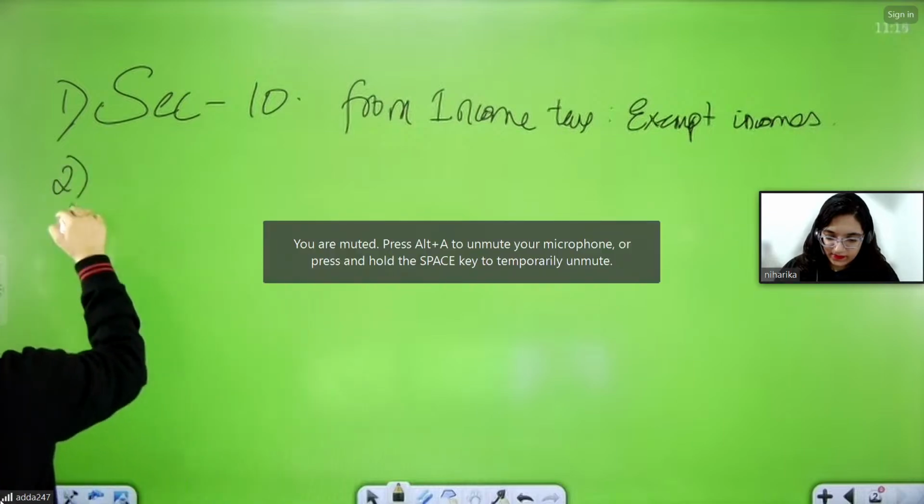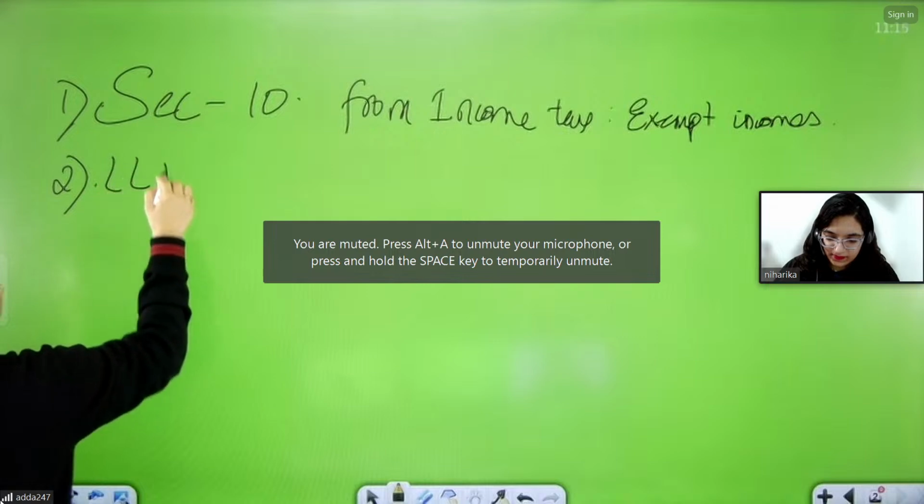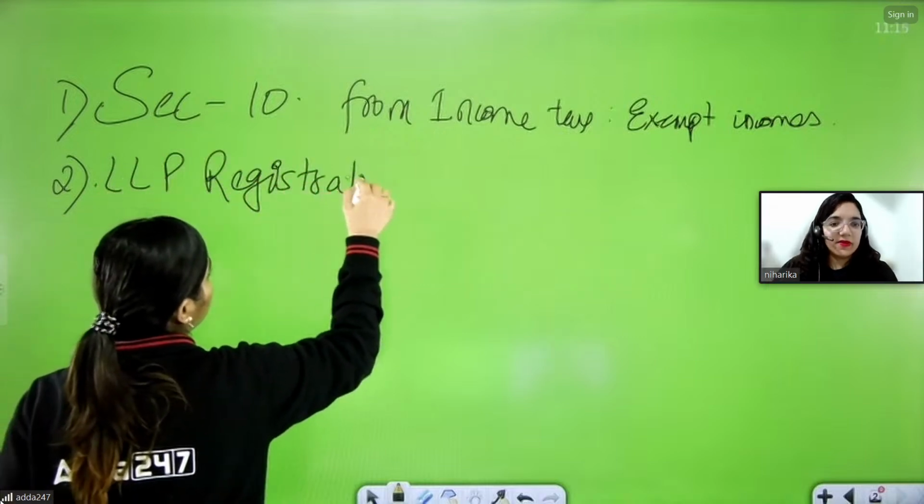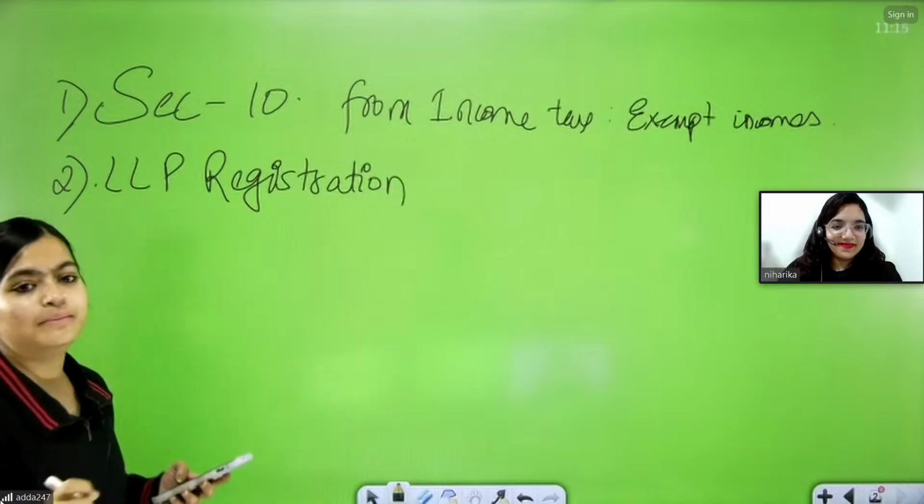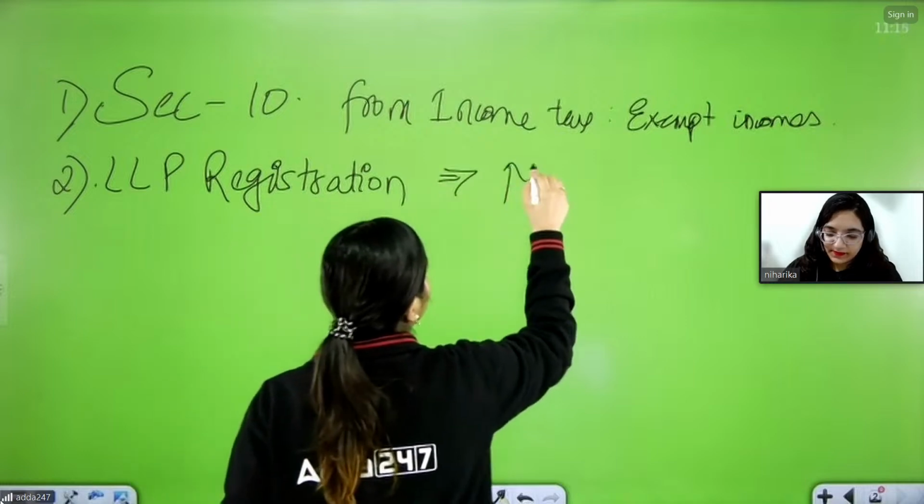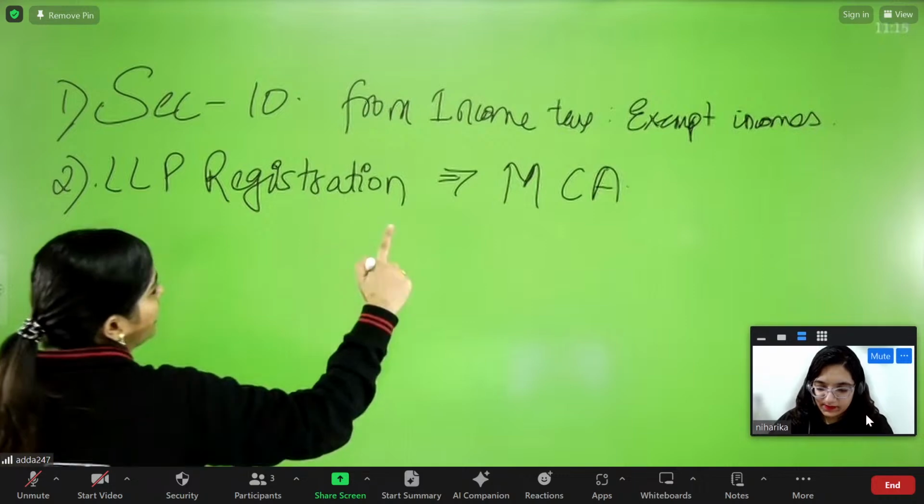And then second, we have LLP registration. LLP registration, that is limited liability partnership registration. This is done through the Ministry of Corporate Affairs. We call it MCA.